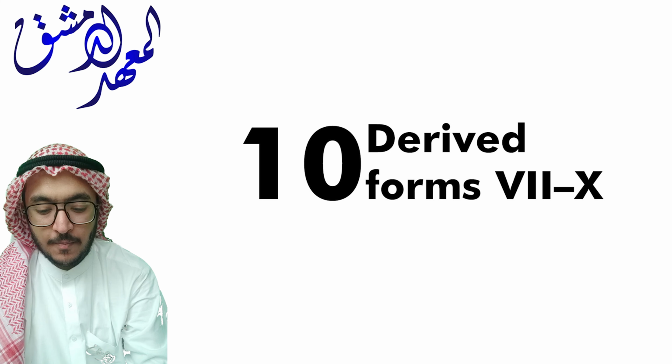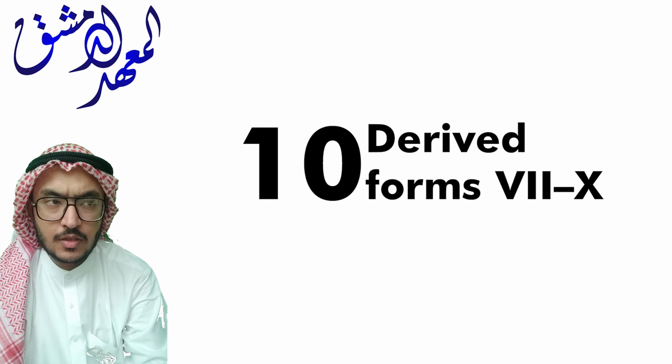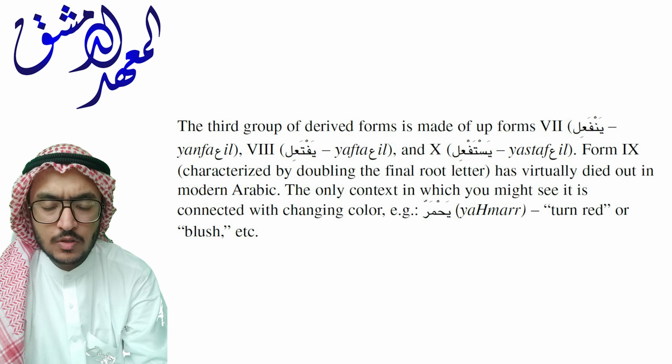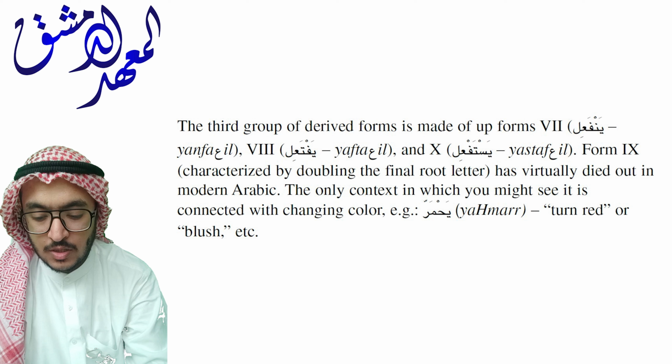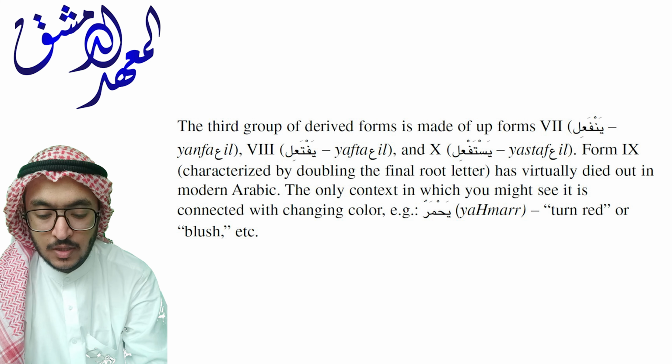Let's go to the lesson. So we have discussed till the 6 forms of the verb. Today we'll be moving towards the 7th. So the third group of derived forms is made up of form 7, which is ينفعل.